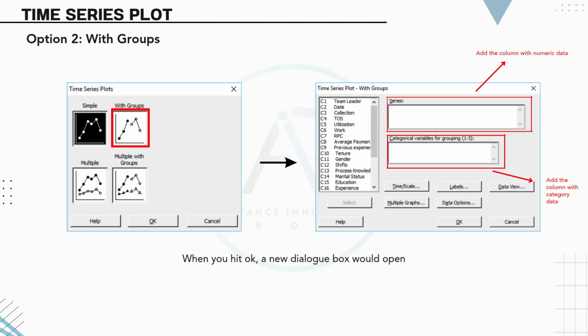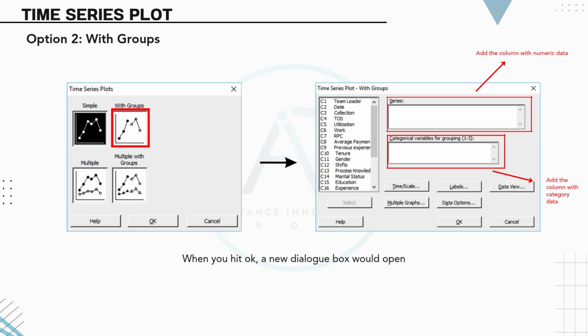In the first window, we select the With Groups option and click OK. The second window that opens allows you to select the series, which is your numeric data, for example, handling time or collection amount. Then, in the box labeled Categorical Variables for Grouping, you'll add the grouping variable, such as department, location, or shift, which breaks the data into categories for comparison.